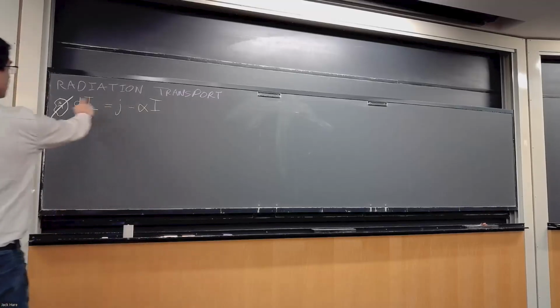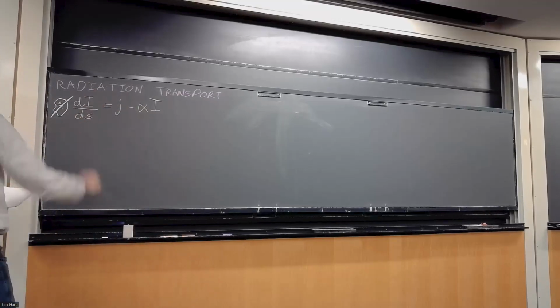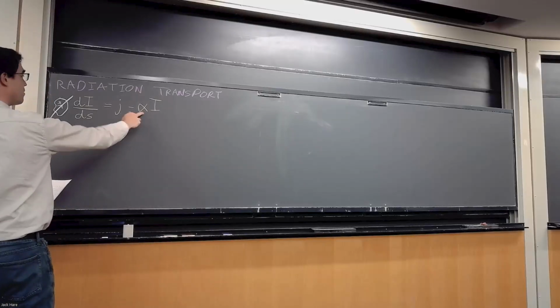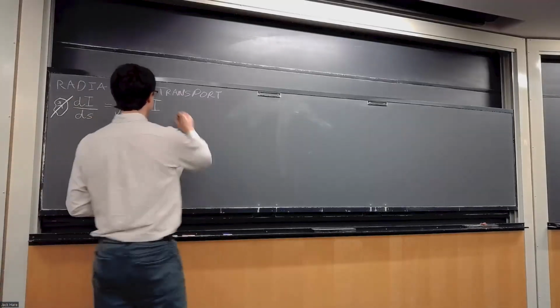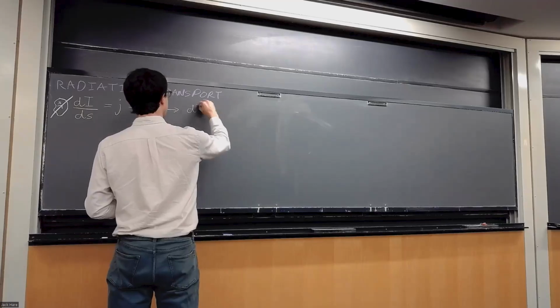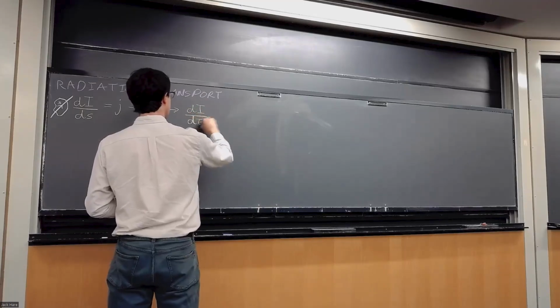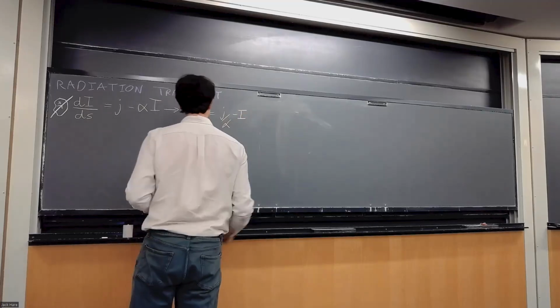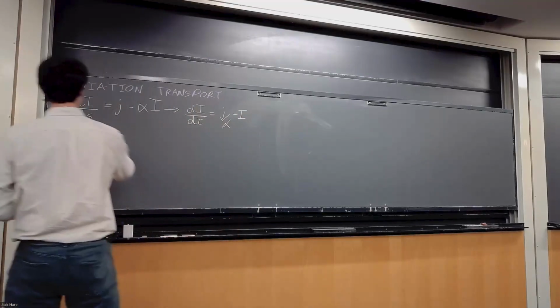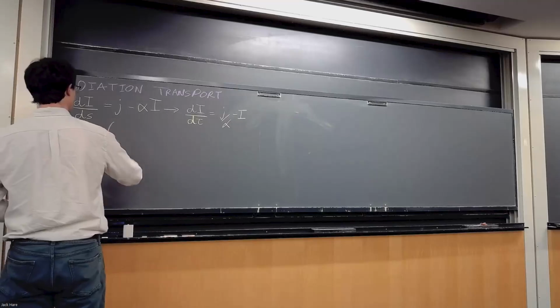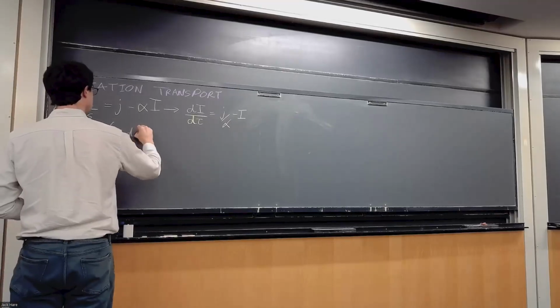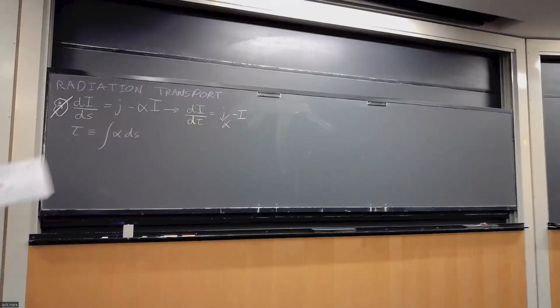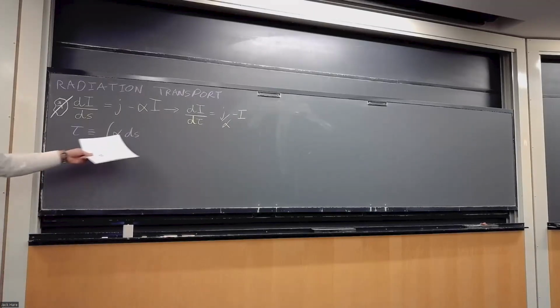And it's convenient to rewrite this equation in terms of a dimensionless parameter tau by dividing through by alpha, and then we get this compact form of the equation, dI/dtau is equal to j upon alpha minus I. And what we've done is we've defined this parameter tau as being equal to the integral of alpha ds here. And again, this is an indefinite integral. It's only when we start putting limits on this that we know whereabouts we're integrating from and integrating to.